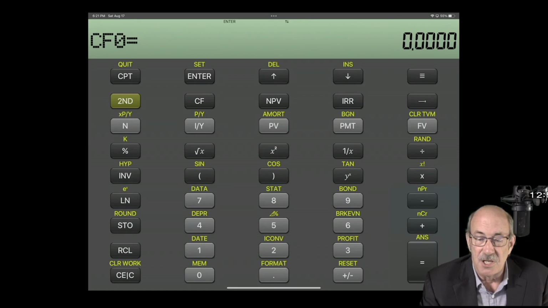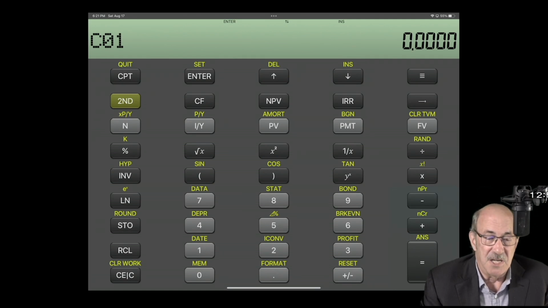Now we use the, in the top row, if you look in column 3 and 4, we have an up arrow and a down arrow. We're going to be using the arrow keys. In particular, we're going to be using the down arrow now. And notice when I hit it once, I get C01. That means the cash flow at the end of period 1. Right? And that is $1,000.